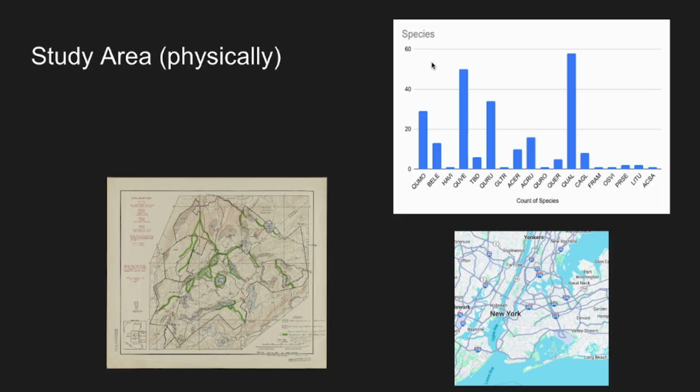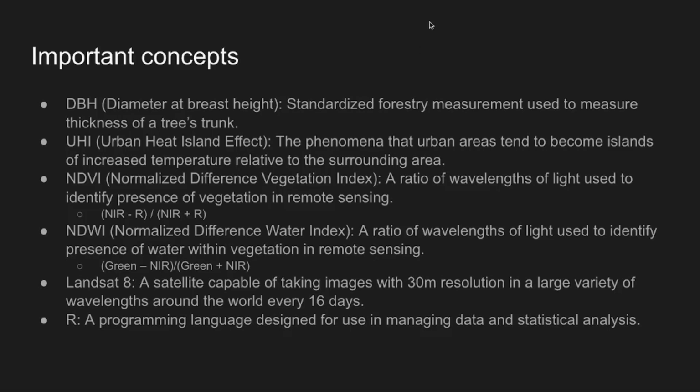Here's some data taken by IO on different species variation within Blackrock Forest. Some important concepts: DBH, diameter at breast height. It's a standardized unit of measurement in forestry. I used it to help measure the thickness of a tree's trunk. UHI, the urban heat island effect, is the phenomenon that urban areas tend to become islands of increased temperature relative to their surrounding area, which becomes more prevalent as the world becomes more urban.